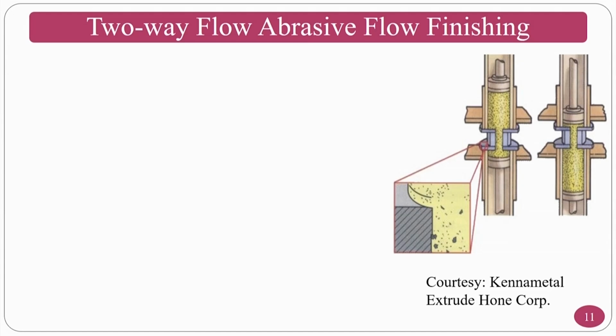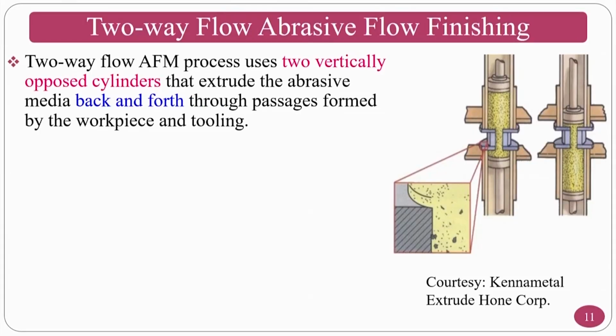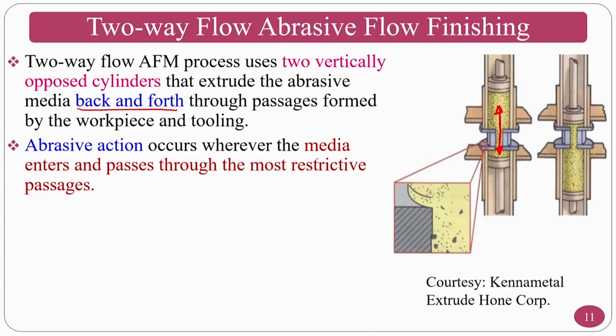Whenever I talk about the abrasive flow finishing process, to make the science and the physics easy, we by default take the two-way abrasive flow finishing process. This is a process that we have seen in the previous class. The two-way abrasive flow finishing process uses two vertically opposite cylinders that extrude the abrasive media back and forth. That means this abrasive medium is reciprocated back and forth. Abrasive action occurs when the media enters and passes through the most restrictive passage.